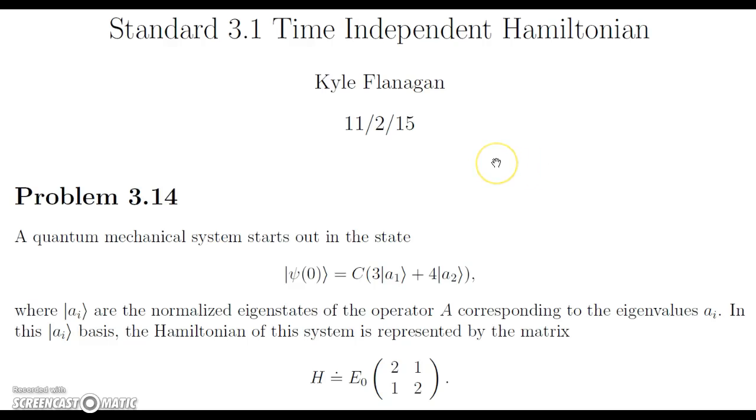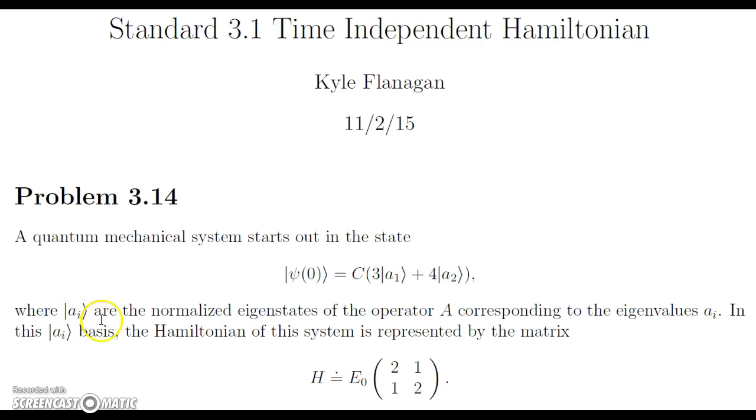Hello, we're going to be doing standard 3.1, which is on the time-independent Hamiltonian and the time evolution that goes with it. We're going to be doing problem pi out of McIntyre. So a quantum mechanical system starts out in the state psi of 0 equal to C times 3 times the basis vector a1 plus 4 times the basis vector a2.